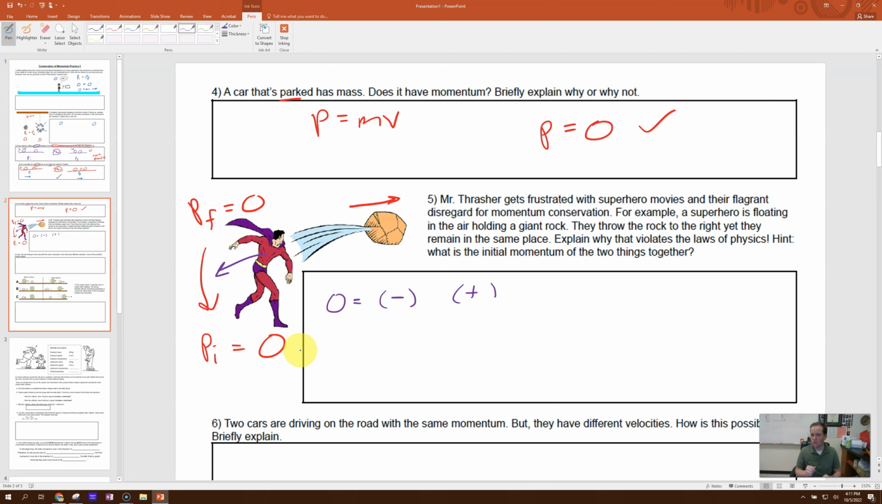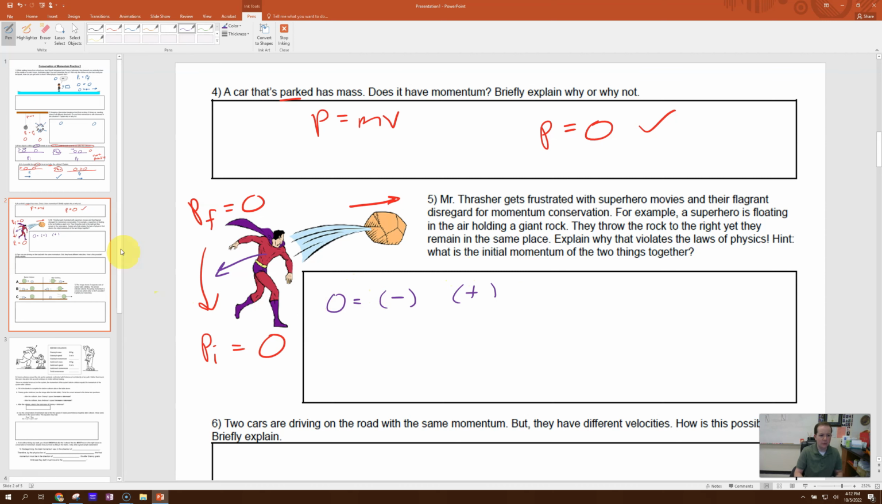So by conservation of momentum, if the boulder, if the rock has momentum to the right, the superhero needs to have momentum in the opposite direction. That's what's important. They're in opposite directions because that cancels. That's the kind of explanation you need to be able to write down to get a 4 on my quiz.